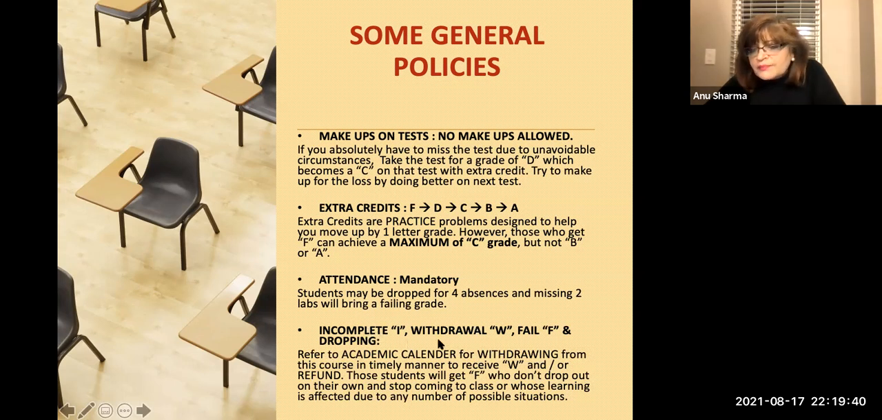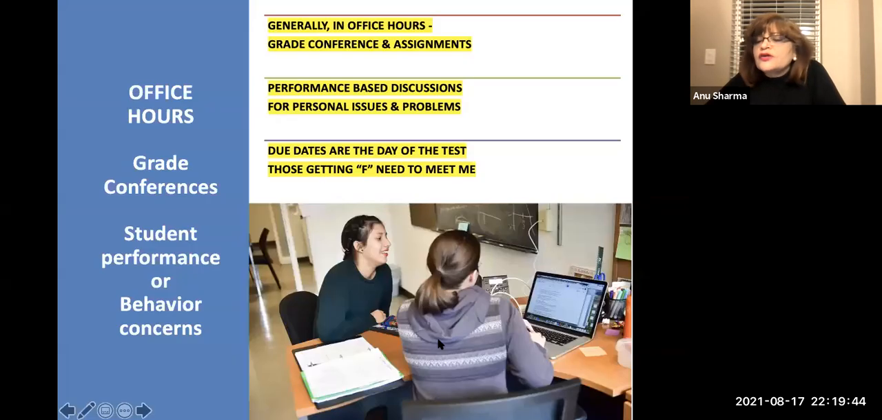I don't give incomplete generally, but F is a grade which you get if your name keeps showing on my roster and you have not dropped. And I don't know what your plan is. You're halfway through the course, and so those things. So just make sure that you take your responsibility.